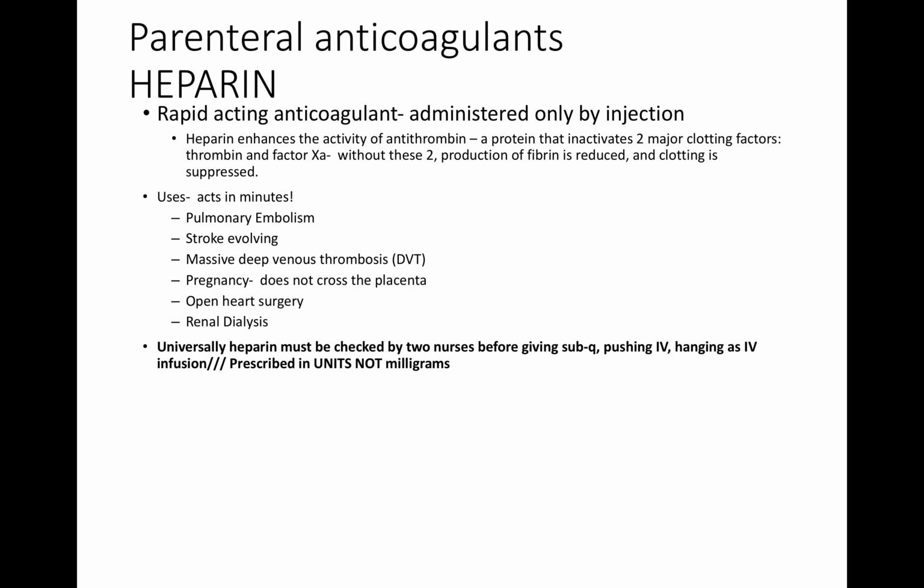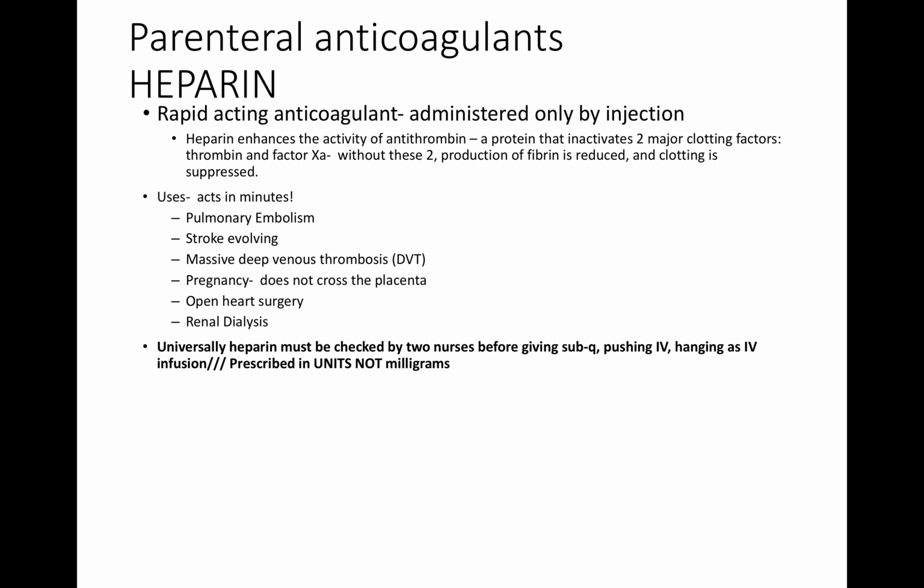Okay, now we're going to talk about heparin, a parenteral anticoagulant, and heparin is the powerhouse. It's the one that we usually use in the hospital. It's rapid acting, administered only by injection, and enhances the activity of antithrombin, a protein that inactivates two major clotting factors. It inactivates thrombin and factor Xa. Without these two, production of fibrin is reduced and clotting is suppressed. It acts in minutes. It's quick. It's IV.